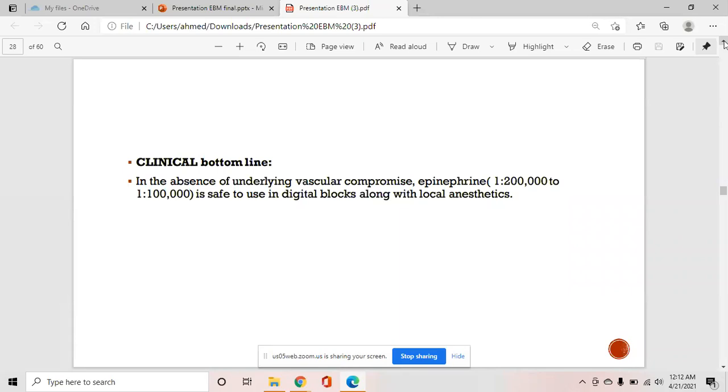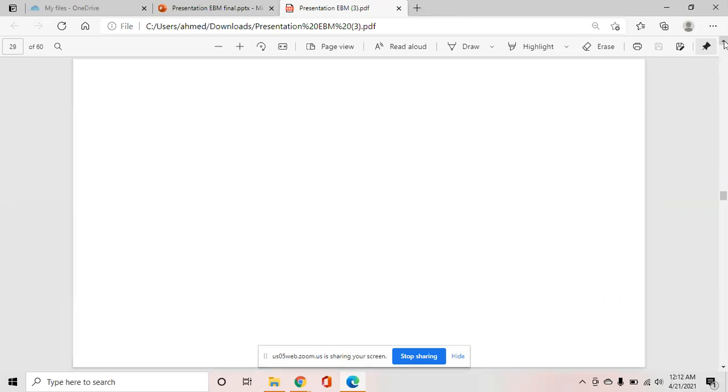Clinical bottom line. In the absence of underlying vascular compromise, epinephrine with a dilution of 1 in 200,000 to 1 in 100,000 is safe to use in digital blocks along with local anesthetics.